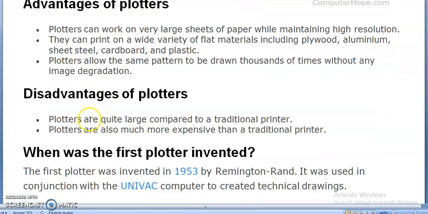There are some disadvantages: plotters are quite large compared to traditional printers. They are not portable in nature, and plotters are also much more expensive than the traditional printer.